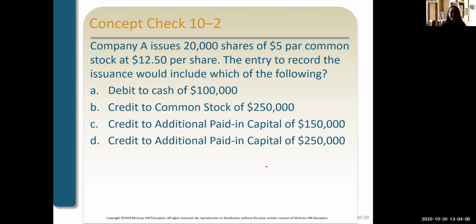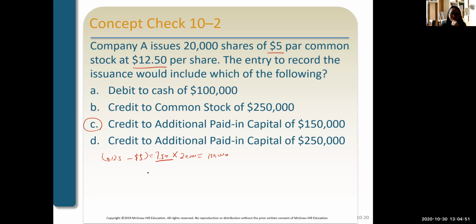So let's do an example. Company A issued 20,000 shares of $5 par common stock at $12.50 per share. The entry to record the issuance would include which of the following? First of all, the par value is $5, and they sold at $12.50. That means $7.50 is additional paid-in capital per share, right? So if we multiply by 20,000 shares, that means $150,000 of additional paid-in capital. Hence, we're going to credit additional paid-in capital.